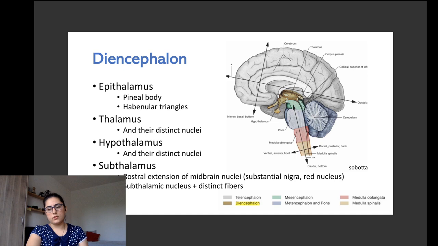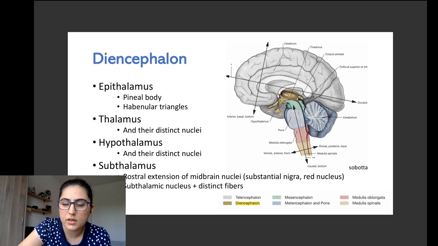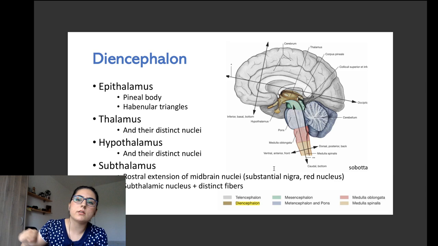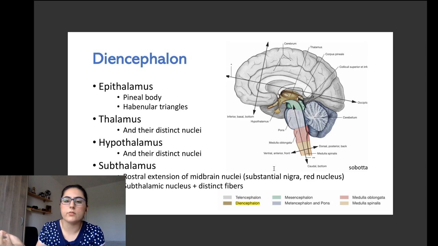And there is sub, so another word for under, but in this case, the subthalamus will be somewhere over here, very close to the midbrain. You can see that it says rostral extension of the midbrain. So over here, if I would have a cross section, I would be able to see my substantia nigra and my red nucleus. So if you go back to your first schemas and cross sections in your white book, and you go through the rostral cross section of the midbrain, you'll be able to see a big black nucleus, the substantia nigra, and the big red nucleus called the red nucleus.